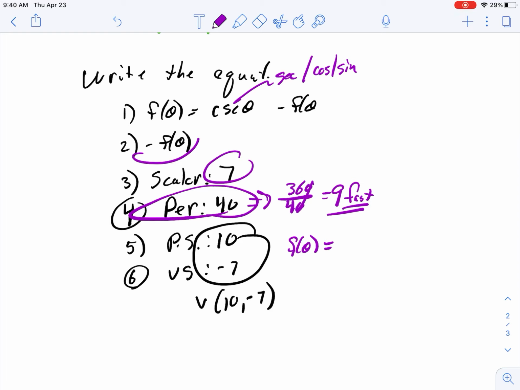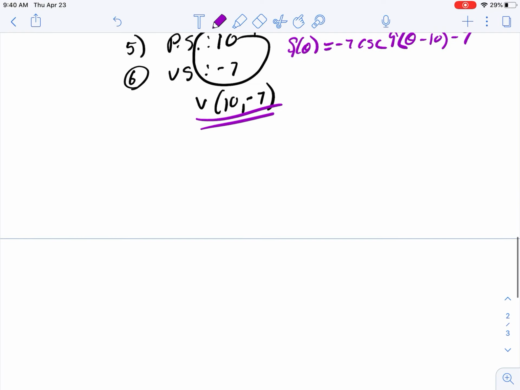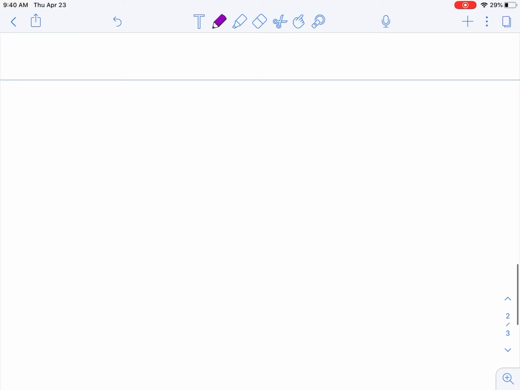So write this equation, f of theta. My scalar is 7 with a negative in front. Cosecant, how fast are things changing? 9. Put my vertex in, so theta minus 10 and then -7. Okay, so let's do one more with cotangent.